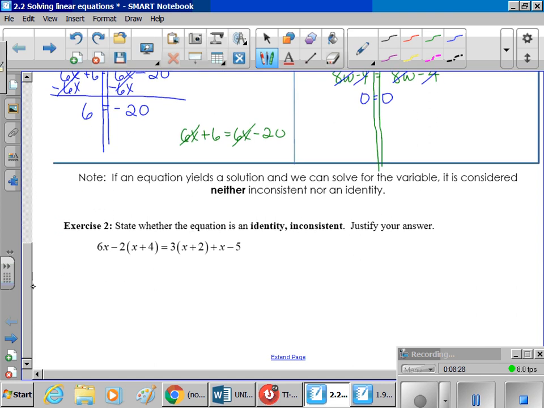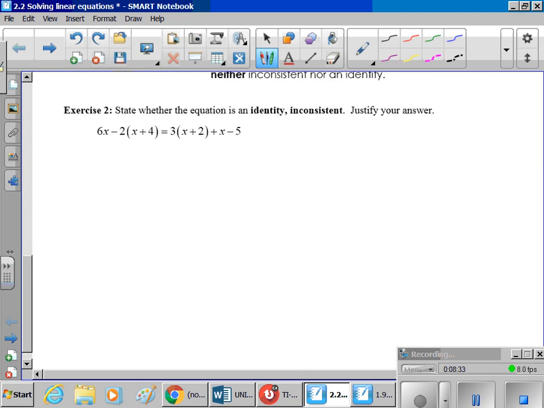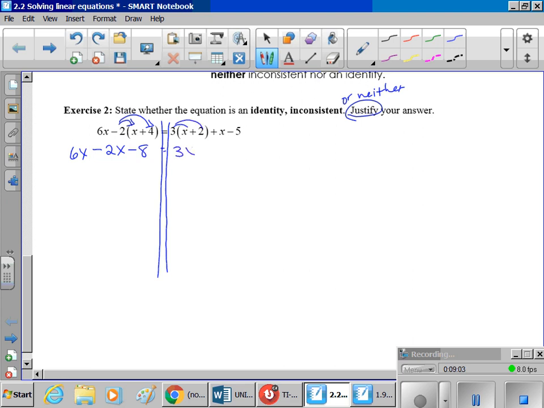All right, so moving on to exercise 2. State whether the equation is an identity or inconsistent. I'm thinking or neither. That wasn't here, but that is a possibility. And when it says justify your answer, it means show the math that proves what you're saying is true. So we're going to solve this just like we did in Algebra 1. And we're going to do 6x, remember, we're going to think about that as being a negative 2 minus 2x minus 8 is equal to 3x plus 6 plus x minus 5.